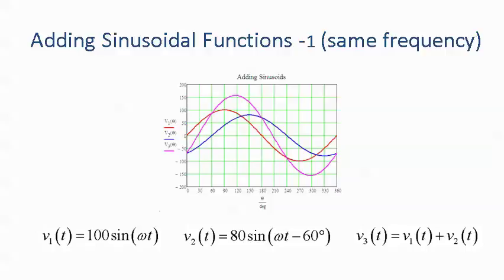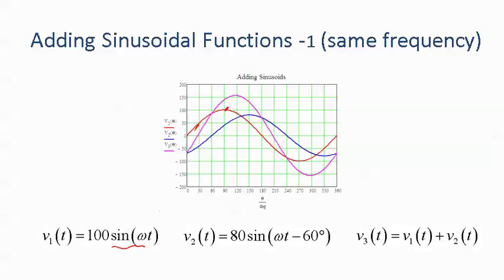In the problem in front of us, we have two sinusoids. V1 is the red trace that you see, and it's a sinusoid expressed by 100 sine of omega t, where omega is the radian frequency, and there's no phase shift on V1, so it starts at 0, and its peak value is 100, and it shows one full cycle of this.